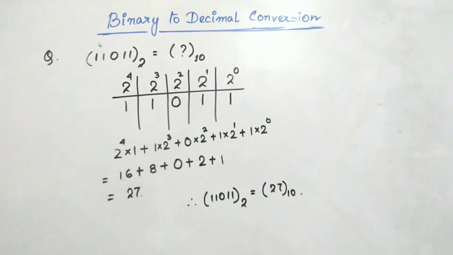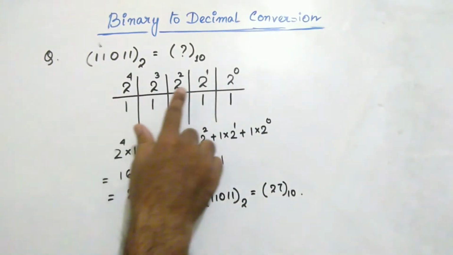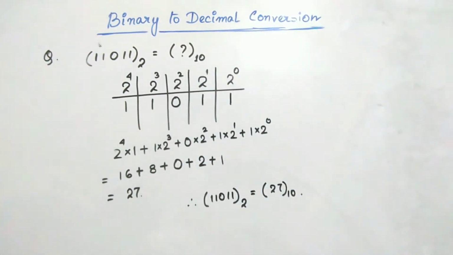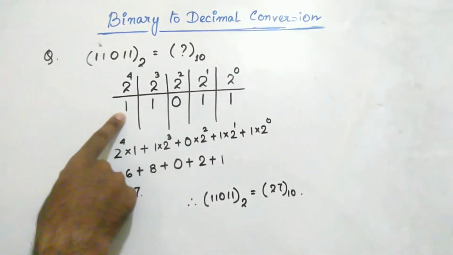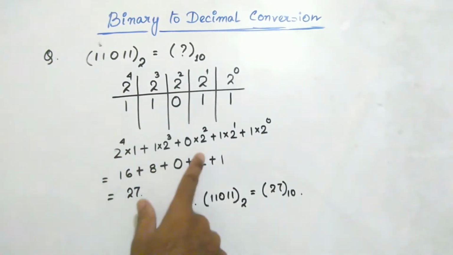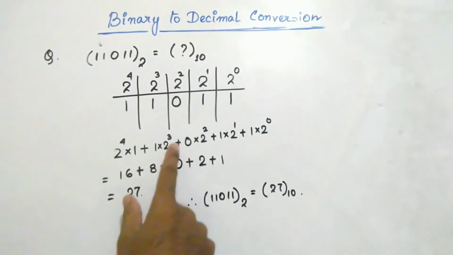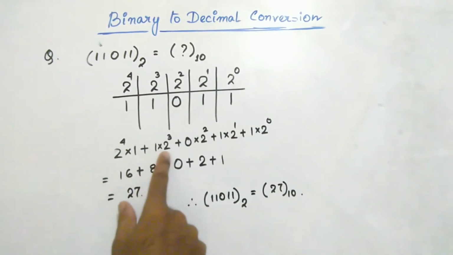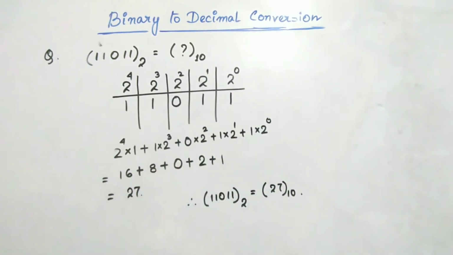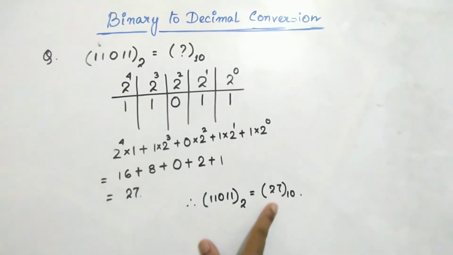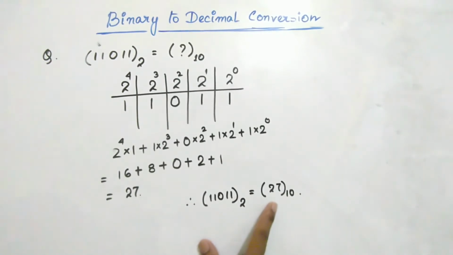So first we have to write the weightage of every binary digit, then we are going to multiply the value with its positional weightage, then we are going to add all the weights of the various positions of the binary number, and finally adding all the weightages we will get the result, which is the decimal equivalent of the binary number.